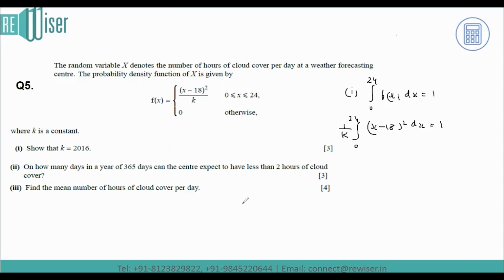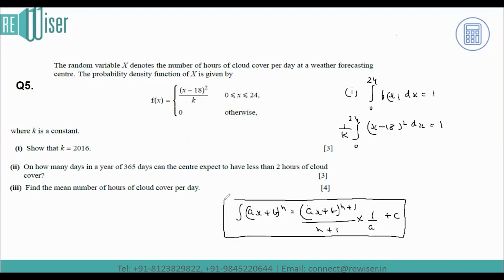To integrate this, we'll use the formula: the integral of (ax plus b) to the power n equals (ax plus b) to the power n plus 1 by n plus 1, multiplied by the coefficient of x, which is 1 by a, plus the constant c. We'll be using this formula to integrate this particular function. So 1 by k, being a constant, is outside. Applying this formula, it becomes (x minus 18) to the power 3 by 3, ranging from 0 to 24, and that should be equal to 1.